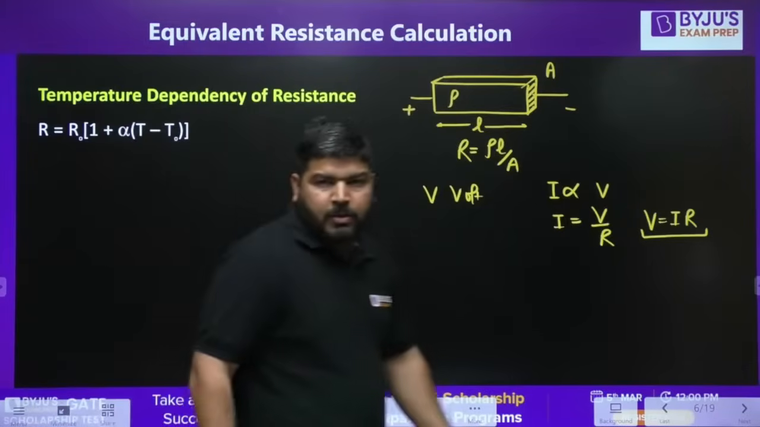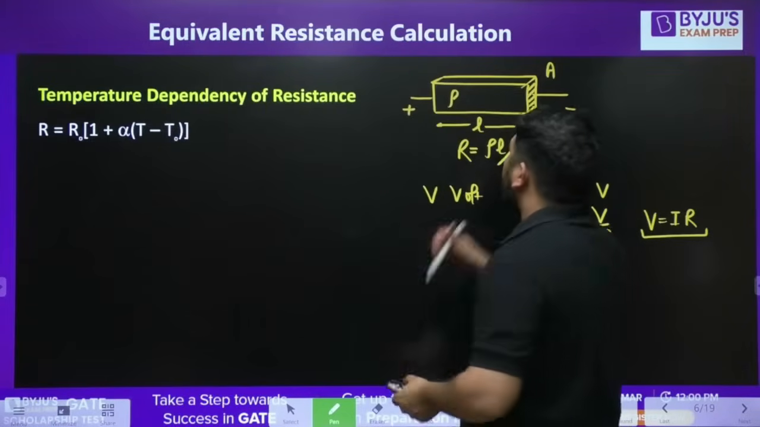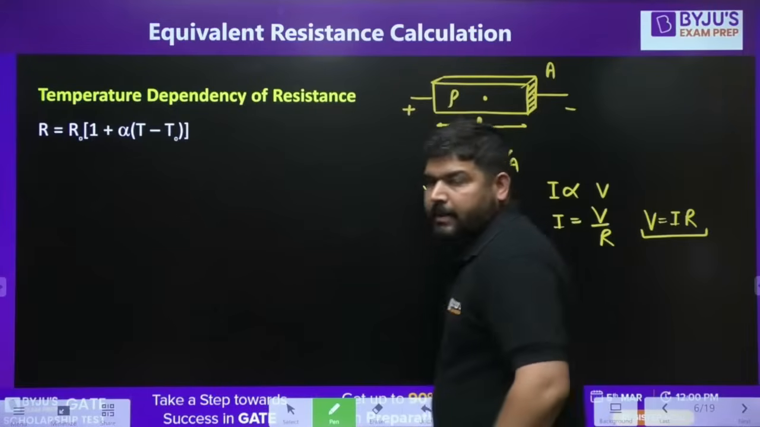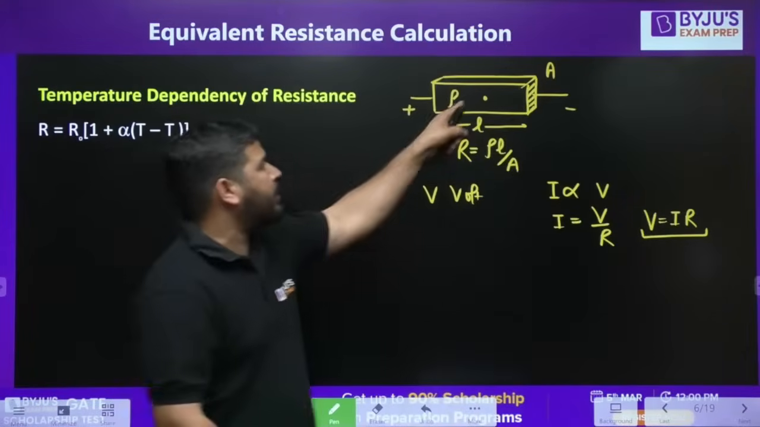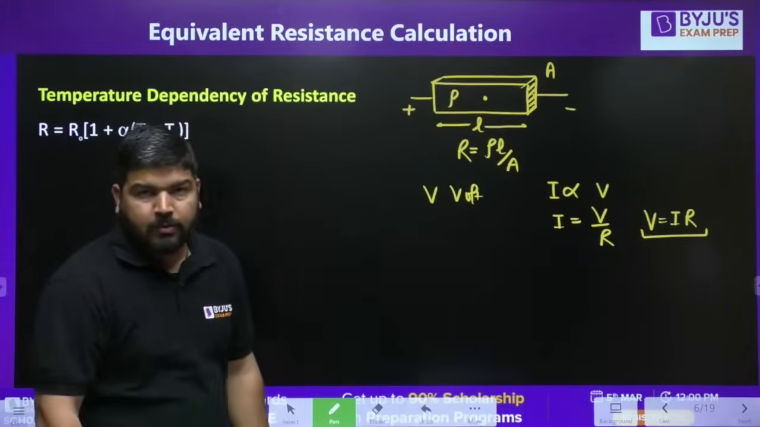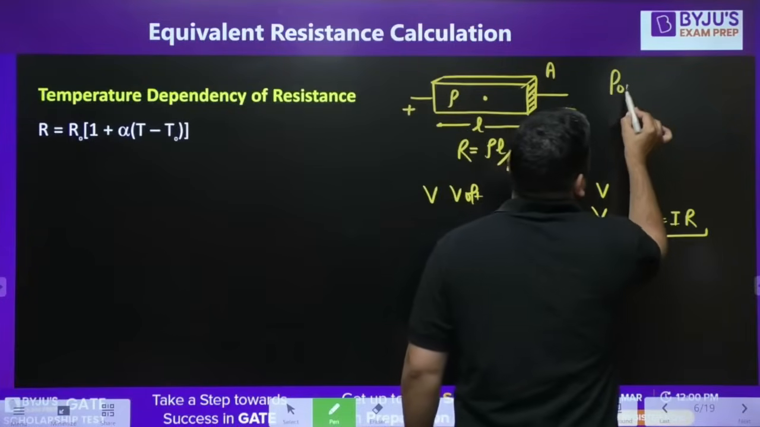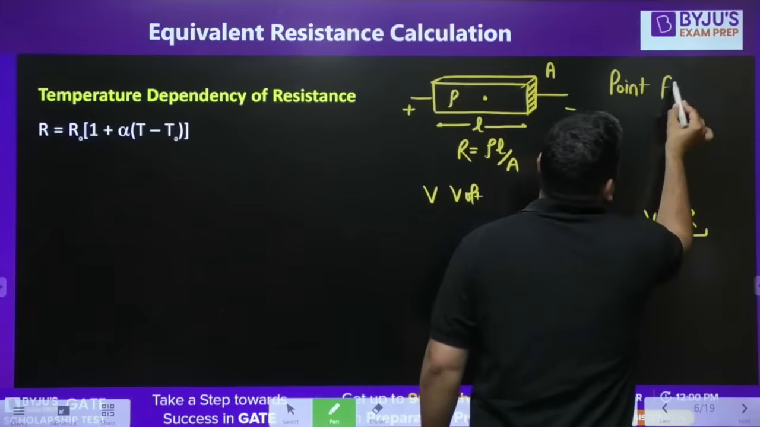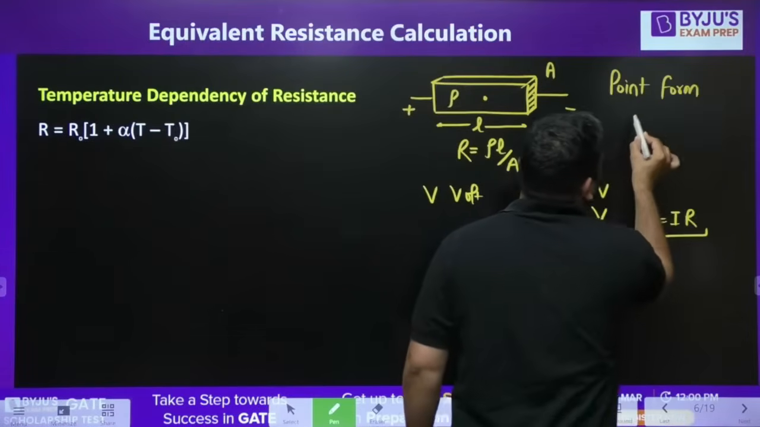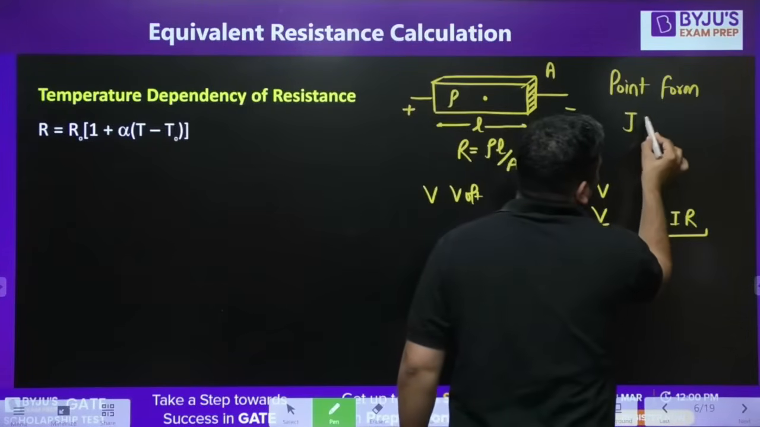Can you apply Ohm's law at some point? Yes, at some particular point also, you can apply Ohm's law. In point form, Ohm's law can be represented as J = sigma E.